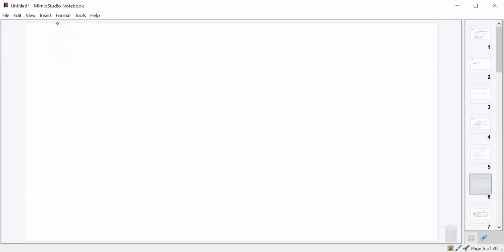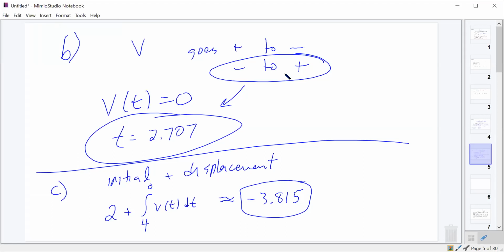And then, question: how do I know it goes from negative to positive? Talking about back in part B. You just need to look at the graph of it. One second here. What was the velocity function? It was 1 plus 2 sine of x over 2.